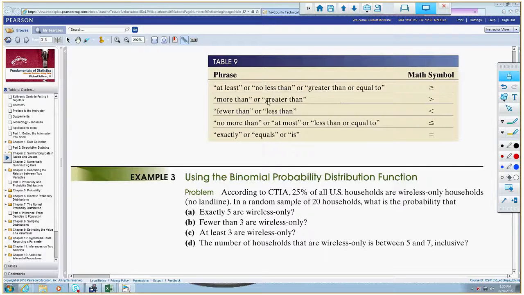Table 9. You need to go back over that from your pre-algebra days. Fewer than 3. That's going to be the probability of 0, probability of 1, and the probability of 2 added together. With what? 20, 0.25, 0, plus 20, 0.25, 1, plus 20, 0.25, and 2. So let's do that. Do B. And you need to write it in your notes how you're going to do it, because fewer than 3 means 0, 1, and 2.